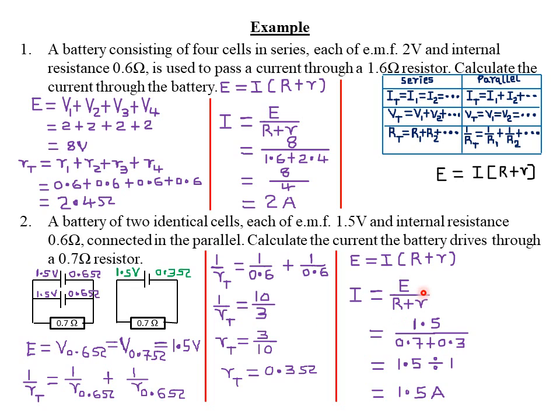We are told that it was connected. Calculate the current the battery drives through the 0.7 ohm resistor. So this is our external resistor, that is the 0.7 ohm resistor, plus the small r, which represents the total internal resistance, which is actually 0.3. So we have 1.5 divided by 0.3 plus 0.7, you'll just obtain 1. So 1.5 divided by 1, you'll obtain a total current of 1.5 amperes.